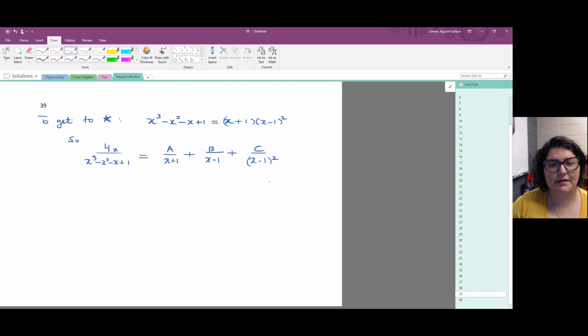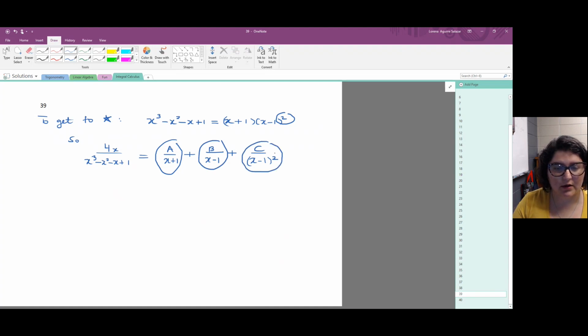We have as many addends as the degree of the polynomial indicates, and the addends look like a constant divided by something. The first something is x plus 1, and there are no powers of x plus 1, so x plus 1 shows up once as a denominator. But then x minus 1 comes with a power 2. So we generate a term b over x minus 1 and then c over x minus 1 squared. That's how the partial fraction decomposition of this function looks.